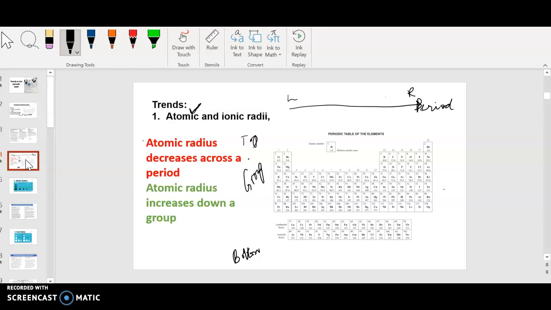And the trend is that atomic radius decreases across a period. So when you go from left to right in a period, the atomic radius, which I'm just writing as A R, I'm using the downward arrow to show that it decreases. On the other hand, if you look at the atomic radius of atoms of elements in a particular group, as you go down the group, the atomic radius actually increases.